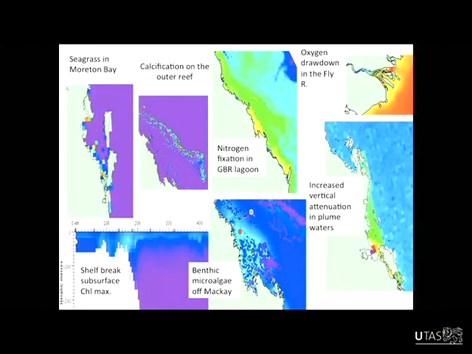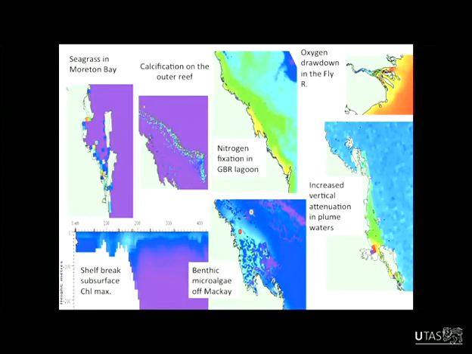What you get: seagrass in Moreton Bay, calcification in the outer reef, nitrogen fixation in the lagoon. You get, for example, this is a river, oxygen drawdown when the river comes down, oxygen sinking because current pollution is high, and attenuation of the light due to those sediments that you saw. There's benthic macroalgae out of Mackay, and there's a shelf break chlorophyll maximum.